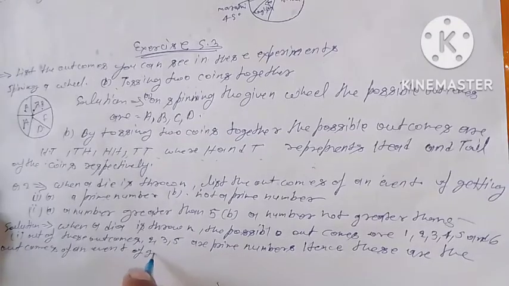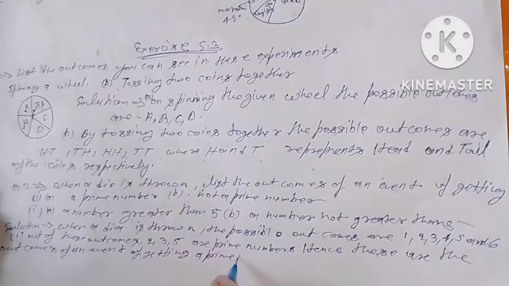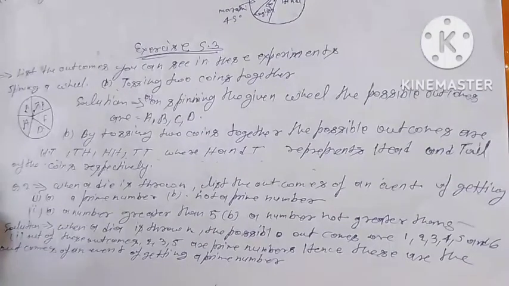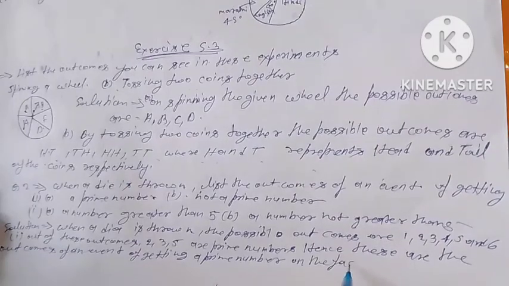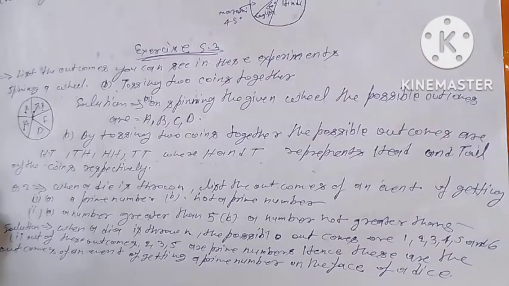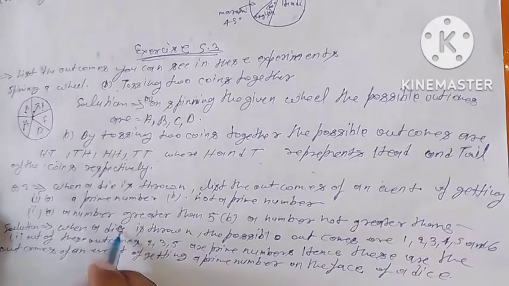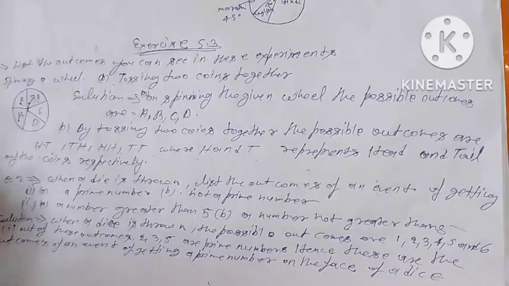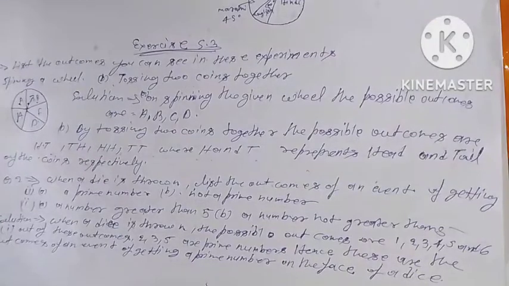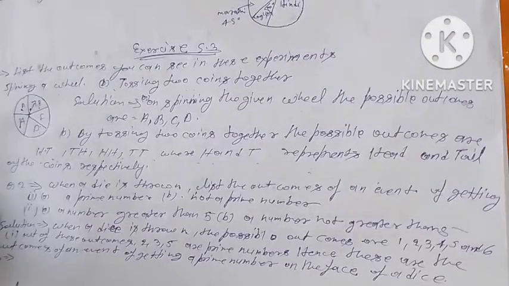These are the outcomes of an event of getting a prime number on the face of a dice. Okay?